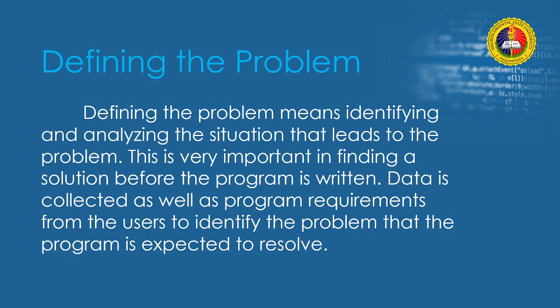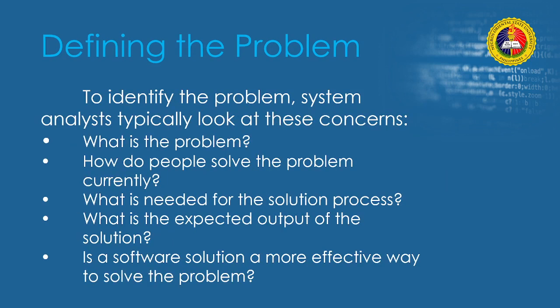Okay, and in defining the problem, we're going to analyze what exactly causes the problem and why it is necessary for us to create a program. Is it really necessary to create a program to fix that problem? And what will happen if there is a computer program? Is it going to help the organization? Something like that. Okay? Usually, to identify the problem, system analysts, that's us, typically look at these concerns. These are the concerns that system analysts like us have to go through to identify what exactly the problem is. First is what is the problem.